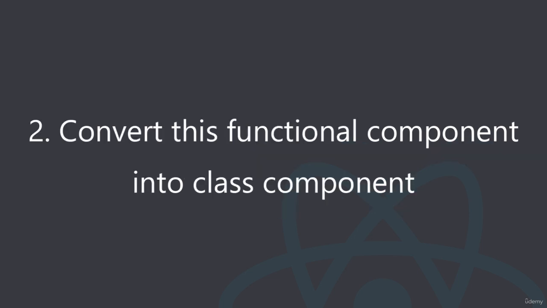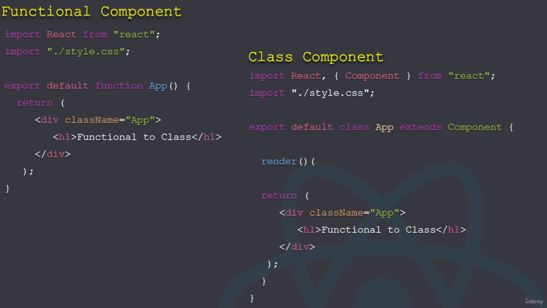The second question is, convert this functional component into a class component. So this is how a functional component can be converted into a class component. Or in other words, this is how a class component looks like, where you have the component extended, and not only that, you must have the render method.